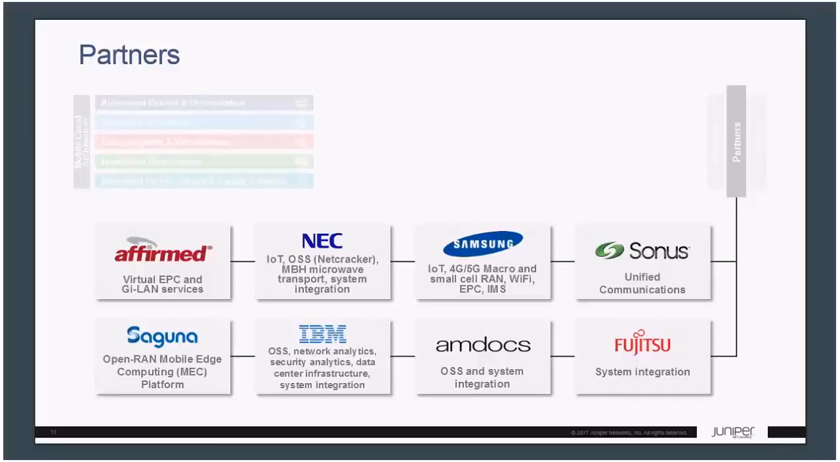I would say the most active relationships in the mobile space right now are with Affirmed Networks. They offer a virtual EPC and Gi-LAN services. We're also actively working in the MEC space with a company called Saguna. They offer an open RAN mobile edge computing platform. And you can see some of the other partnerships and what they offer in a joint solution here on this slide.